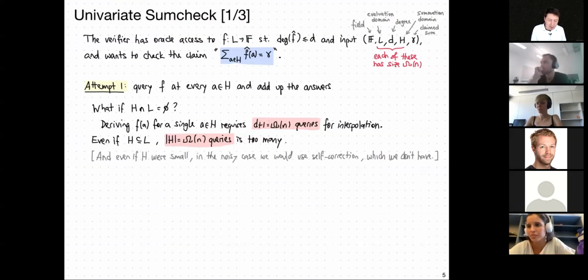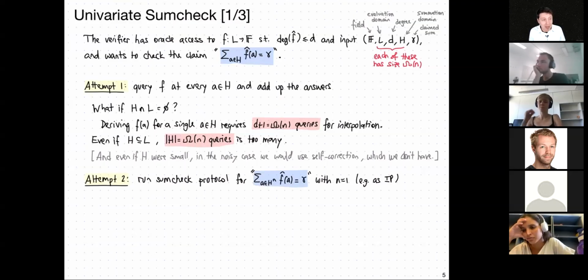And even if h were small, if f is corrupted at a small number of locations, we would need to use self-correction, which at this moment we did not discuss for this code. So we need some protocol, okay? We can't just query the function and go home.